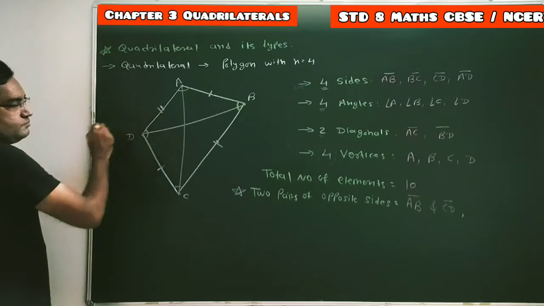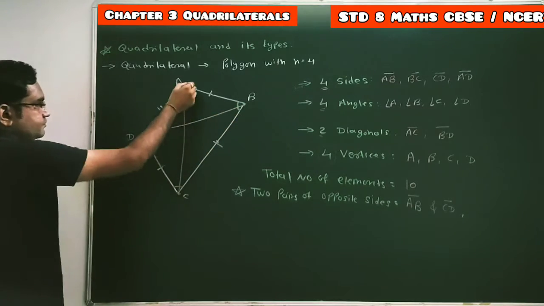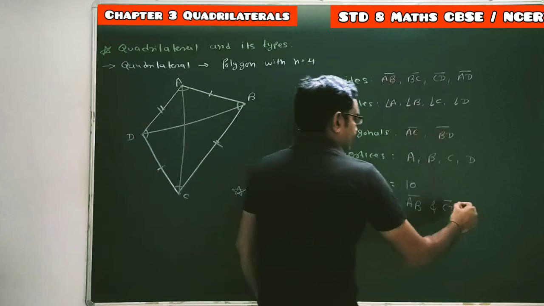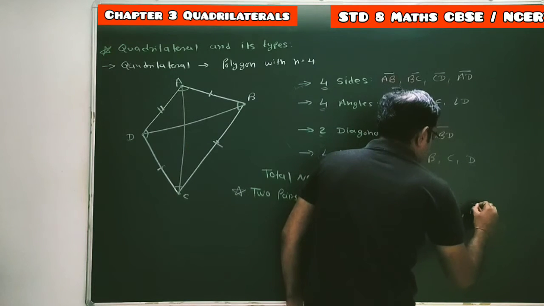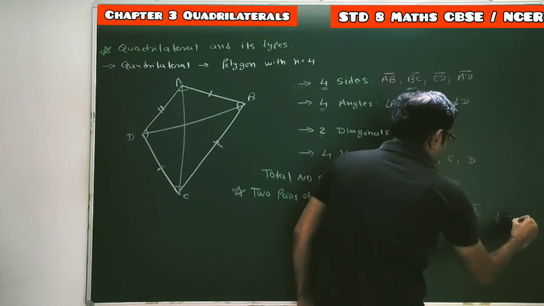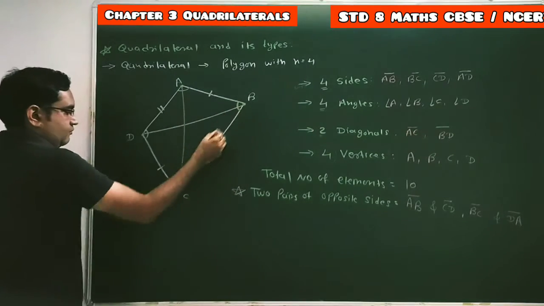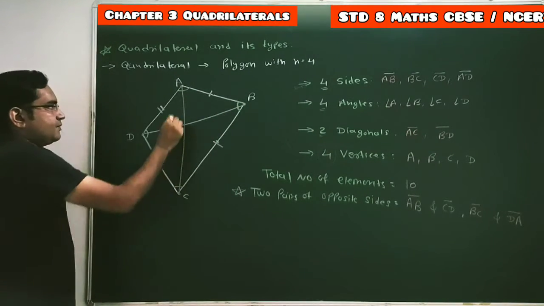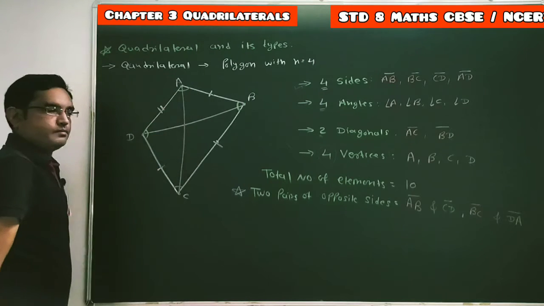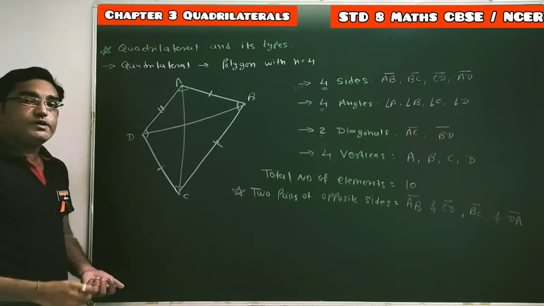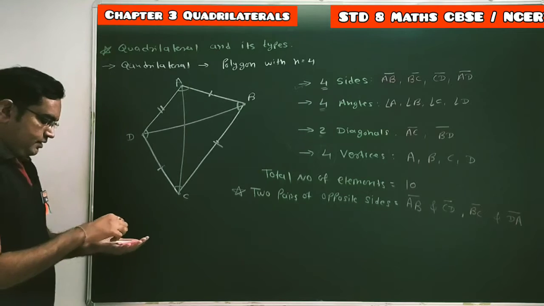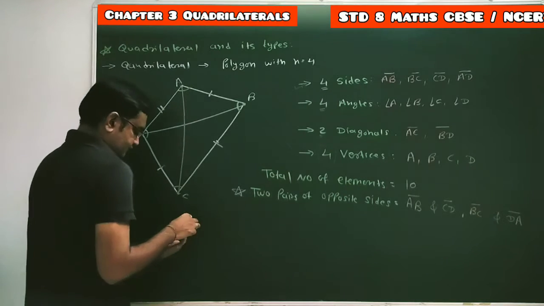Another pair is side BC and side AD. Side BC and AD, or DA, right. Whether you say side BC or CB, it is the same. Whether you say side AD or DA, it is the same. So 2 pairs of opposite sides are there. Done?